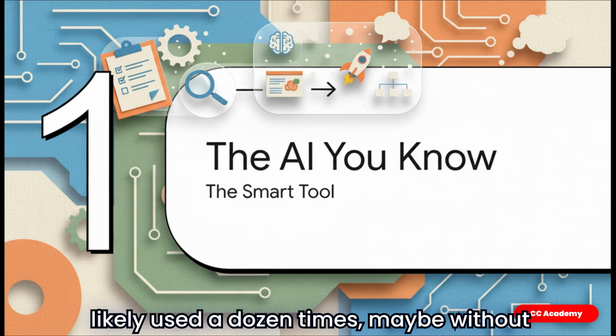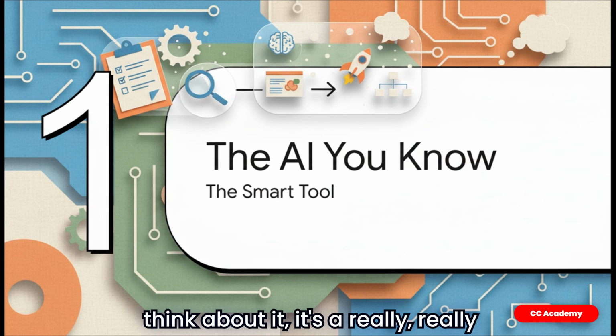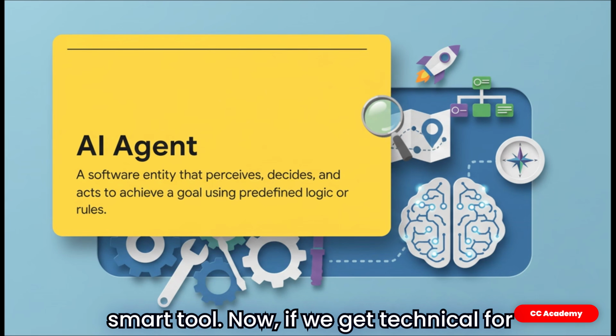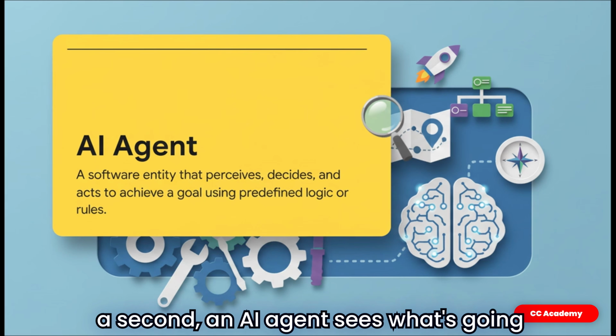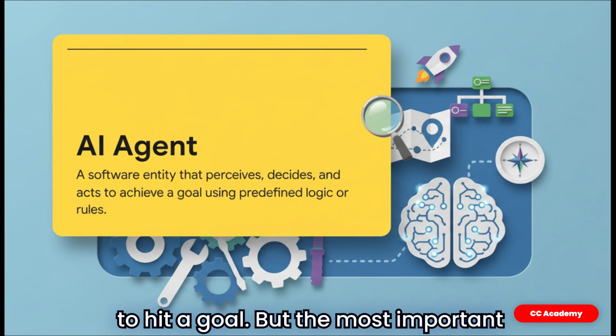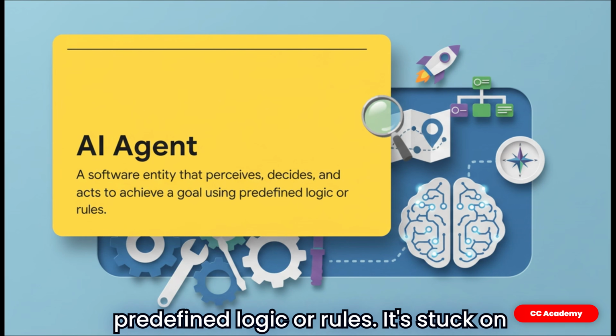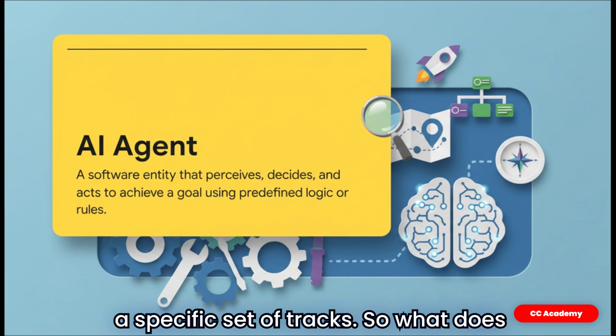The kind of AI you've likely used a dozen times, maybe without even thinking about it. This is the classic AI agent. And the best way to think about it, it's a really, really smart tool. Now, if we get technical for a second, an AI agent sees what's going on, makes a choice, and takes an action to hit a goal. But the most important part of that sentence is this: using predefined logic or rules. It's stuck on a specific set of tracks.